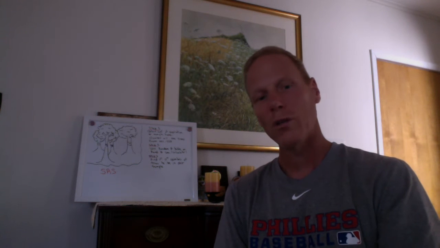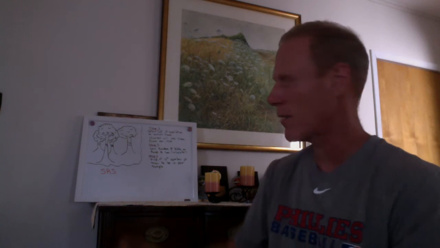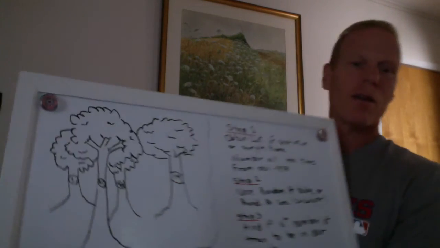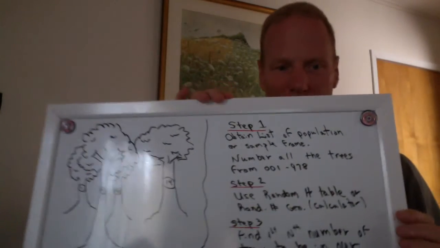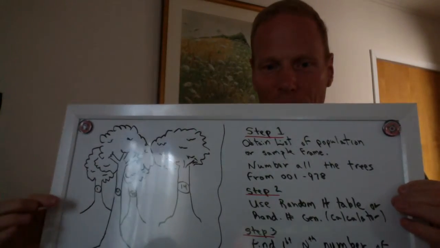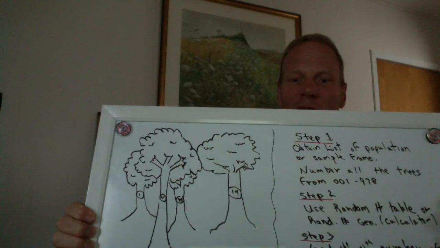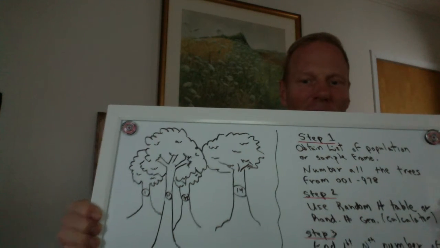So what we do in a simple random sample is this. We number everybody in our population. So we would number all the trees. So you would number all the trees right here. That's the first step. So let's say there are 978 of them. I number them from 001 to 978.